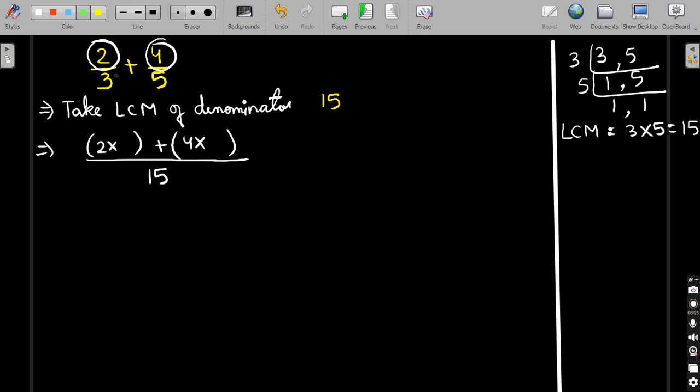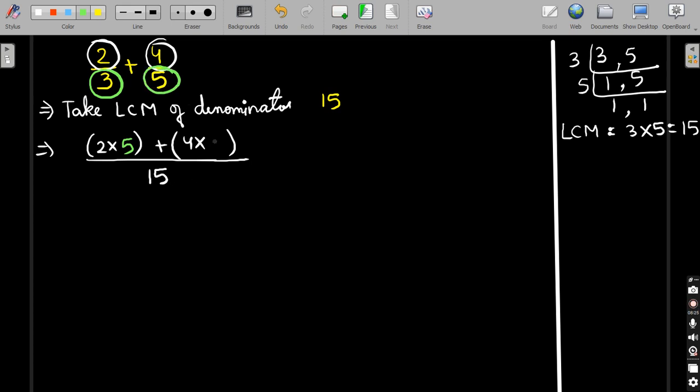Up to here clear? Now I will check 3 how much makes 15, dear students? 3 5s are 15. Correct? Then I will write 5 here. Are you able to understand? Here I checked 3: 3 how much makes 15? 3 5s are 15, so I have written 5 here. Again, second, I will check for 5.